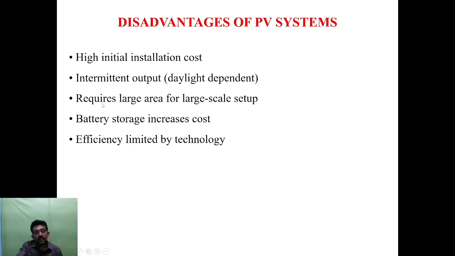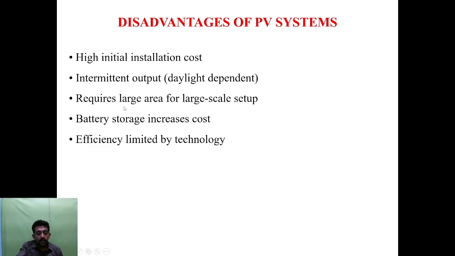And next, it requires a large area for a large scale setup. The area coverage by the solar PV system is very high. So the area considered for energy extraction will be very high in the case of PV systems.